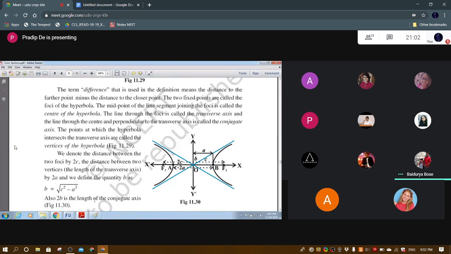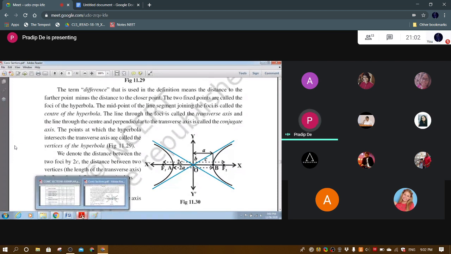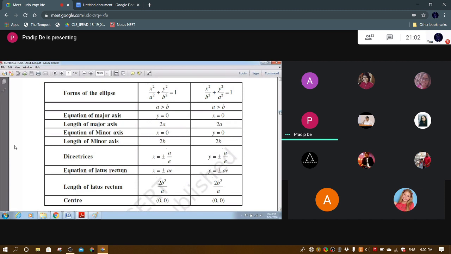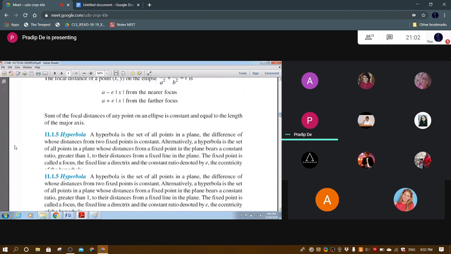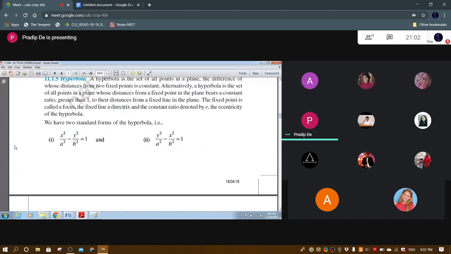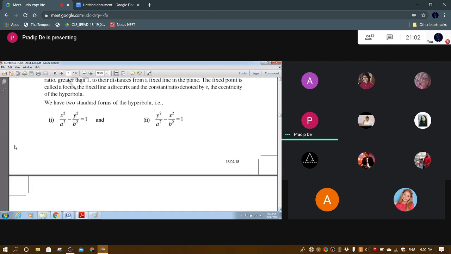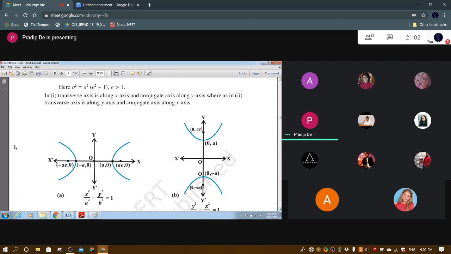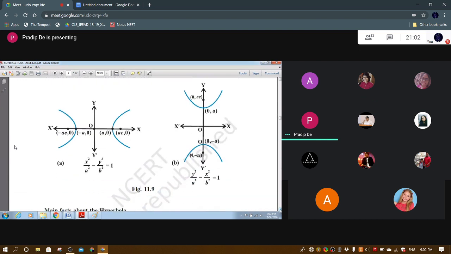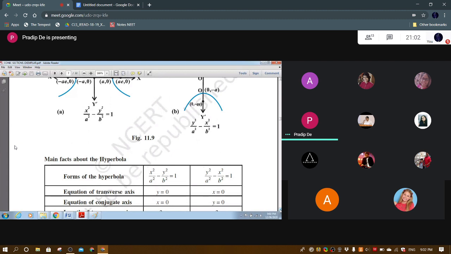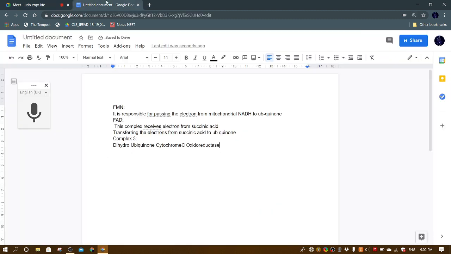Oh, let me see if I find a better diagram here. No, okay. Okay, so let me explain from here only.